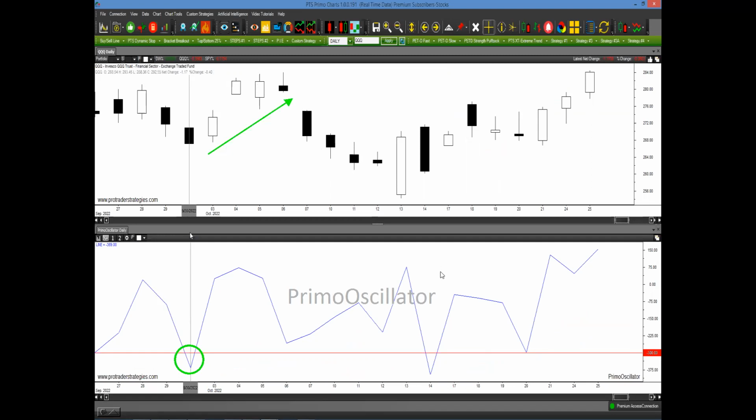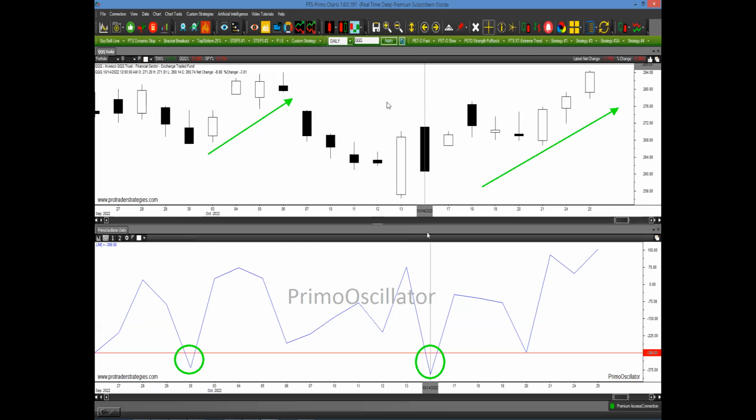But we teach you different ways in the course, and plus I'll show you an added feature in our course, which will help you with these stop placements. But right here, once again, we crossed over below the lower threshold, right at this corresponding bar, and you could have taken advantage of the nice trending up move that ensued after that. So you see, a lot easier and more simplistic way to trade without getting whipsawed so much when you use the Primo oscillator.